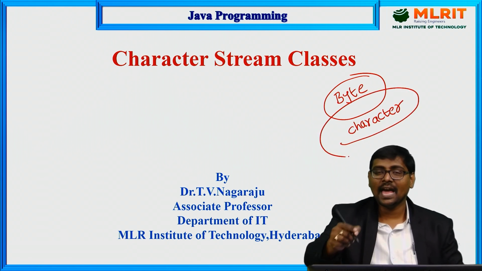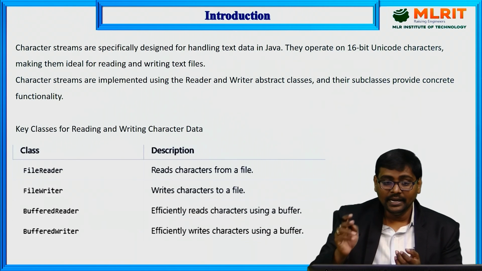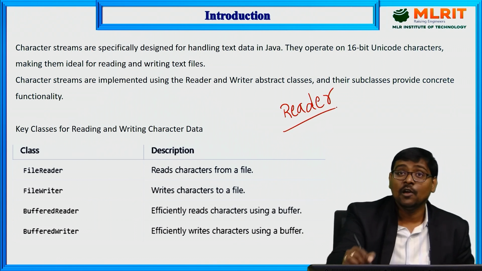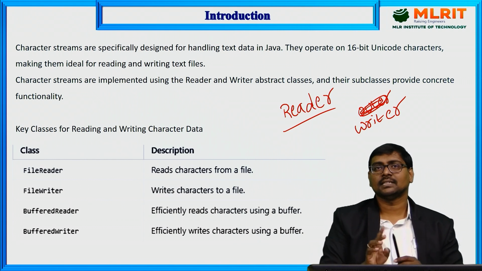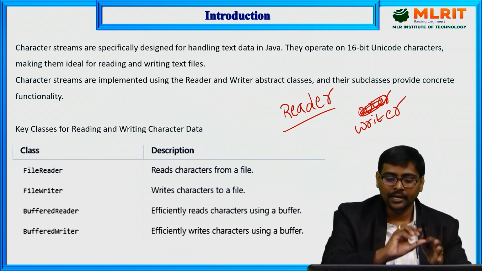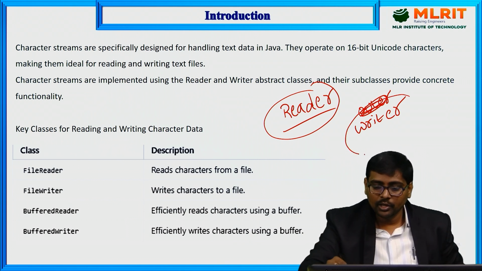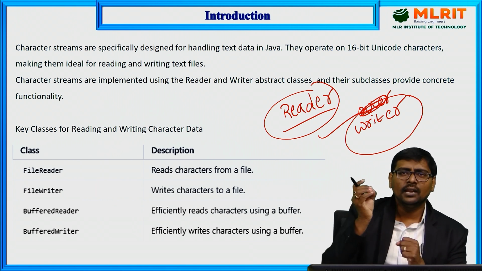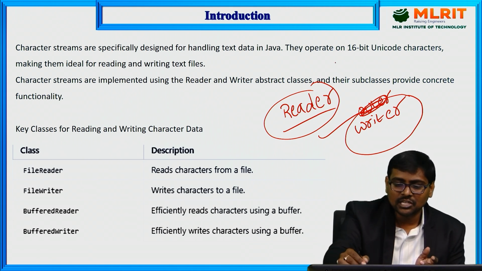Now in this character stream, what classes are used for reading the input, and what classes are used for writing the output? For reading the input, we are using Reader classes. For writing the output, you are using Writer classes. Like InputStream in byte, here you are using Reader. OutputStream in byte, here you are using Writer. Generally, this character stream is used for handling the text data, and it is a 16-bit character.